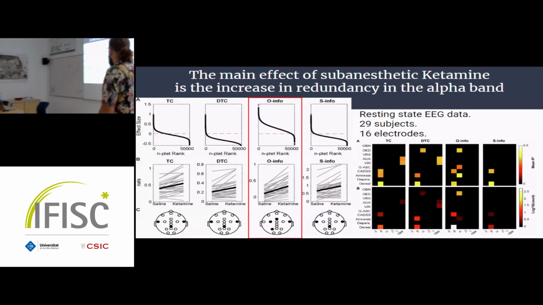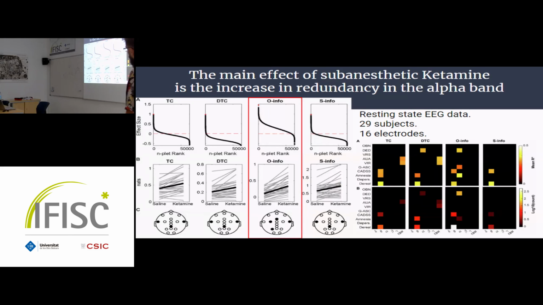So here we did more or less the same. In this case, we were working with EEG data, 16 electrodes. So this is the head of the subject. We have all these electrodes located at different parts of the brain, and we compute all the possible high order interactions, because with 16 you can do the exhaustive approach. You don't need optimizations. And when you compute the effect size in the two conditions, in saline and ketamine, you obtain that the O information in the alpha band specifically gives you the largest effect size.